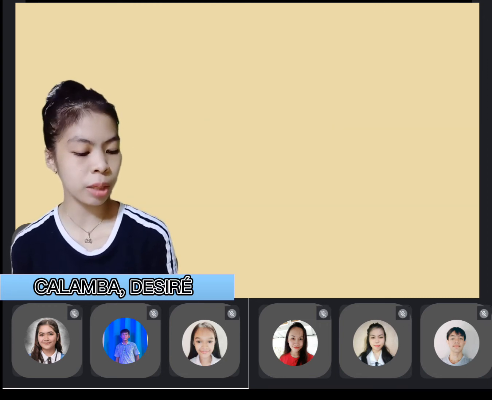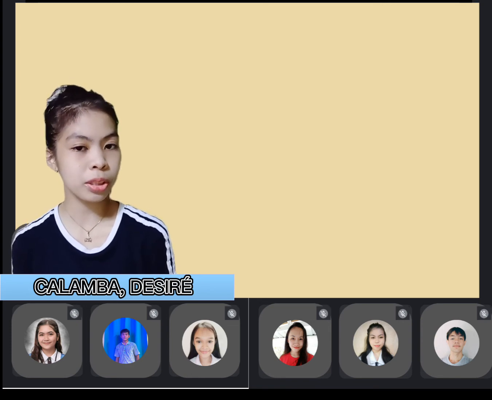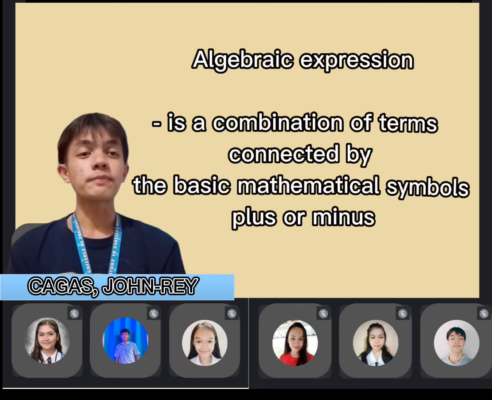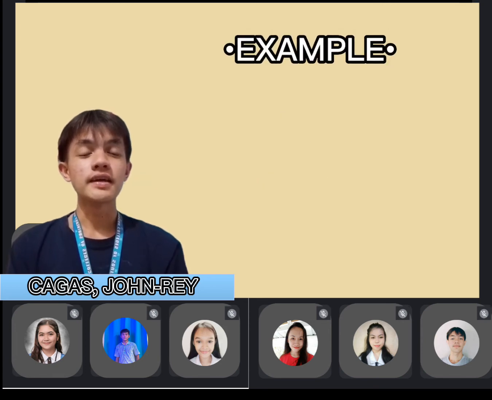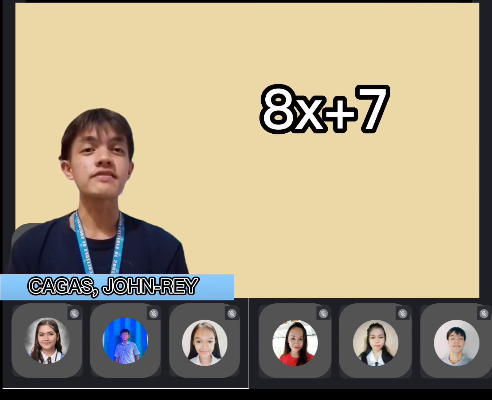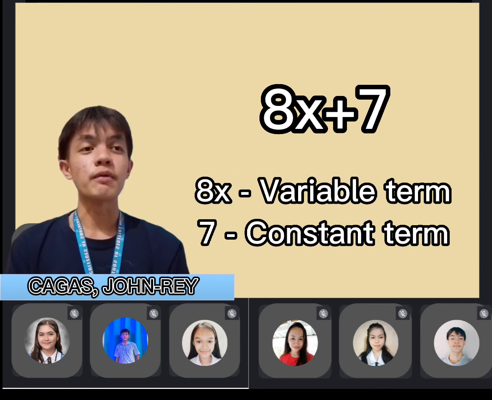To discuss the algebraic expression, here is Mr. Cagas. An algebraic expression is a combination of terms connected by the basic mathematical symbol plus or minus. For example, let us consider the expression 8x plus 7. In this algebraic expression, two terms, 8x is the variable term and 7 is the constant term, are connected by the plus sign.